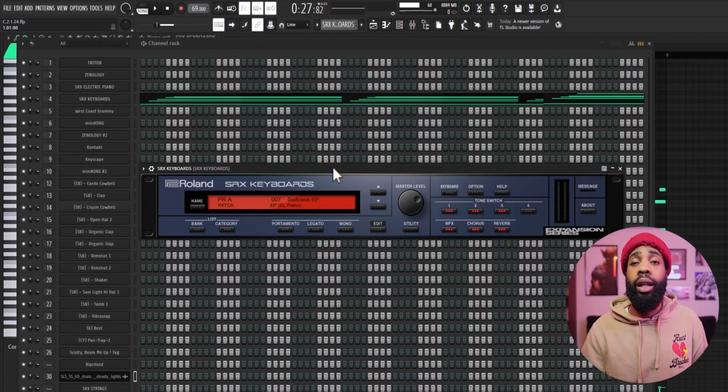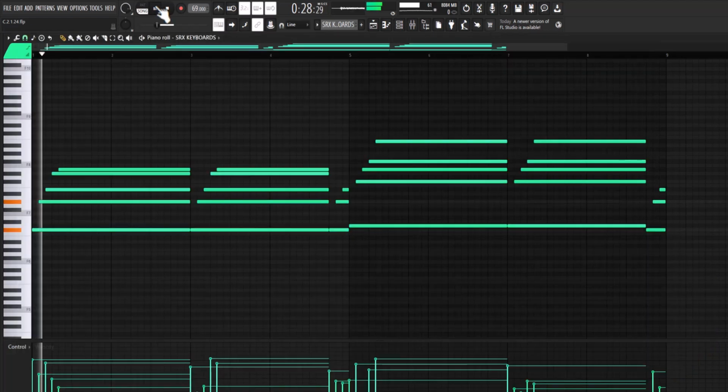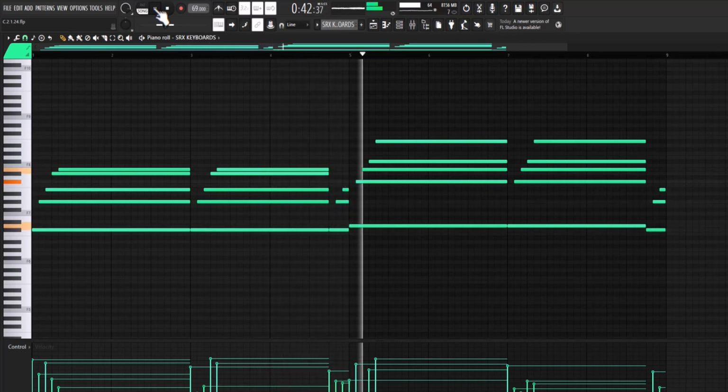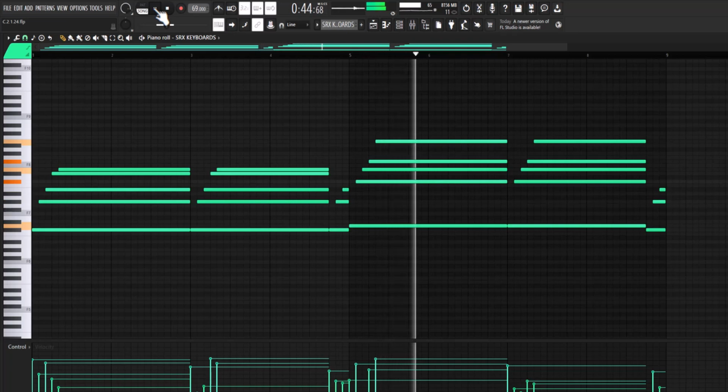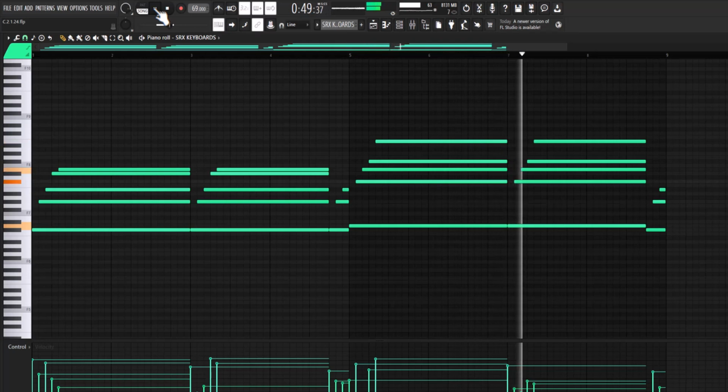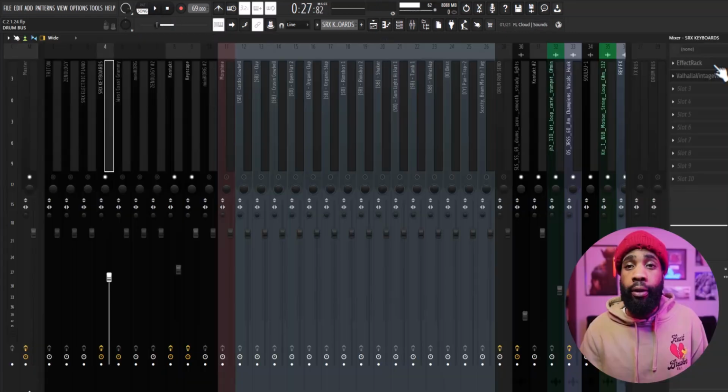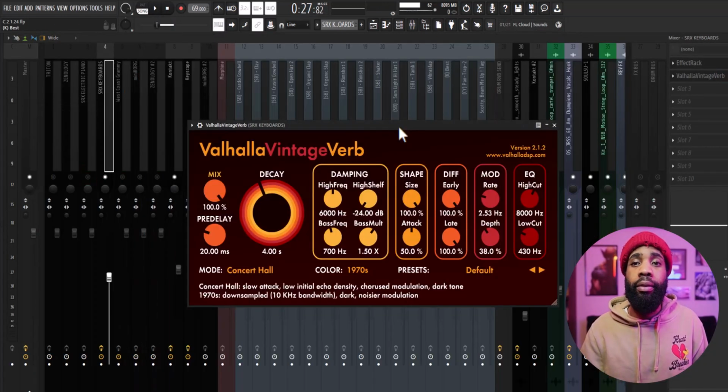All right, so for my next sound, I got this E-piano out of Roland Keyboards. For the effects on that, I have an effect rack and I have a Valhalla Vintage Reverb.